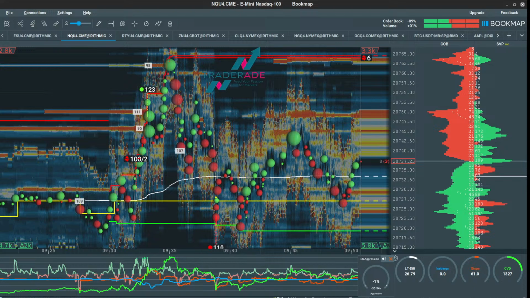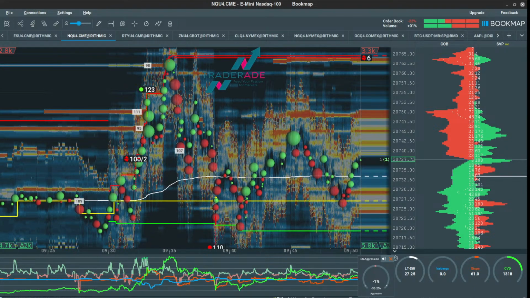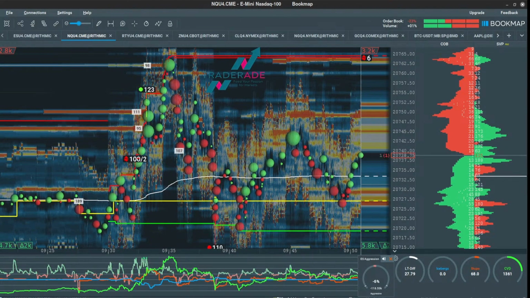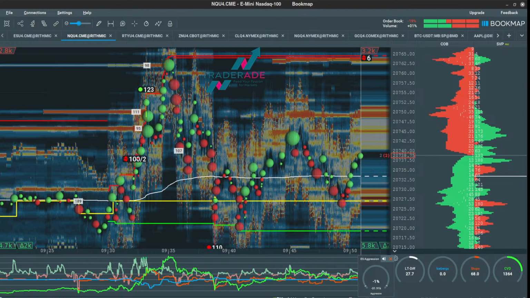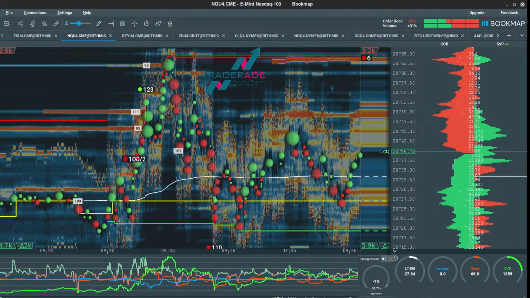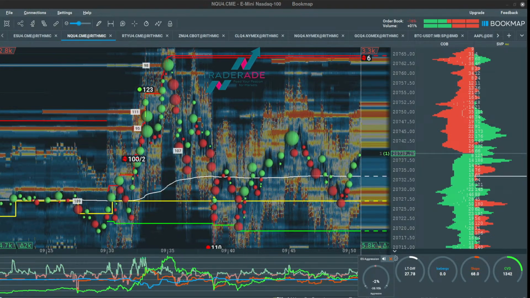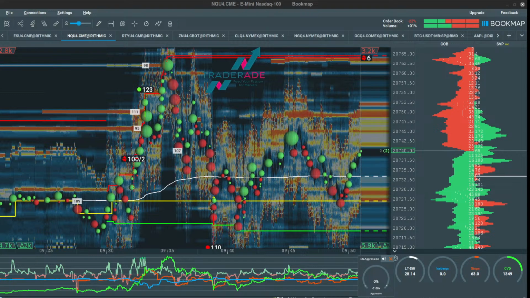You can see it looks like the NASDAQ trying to put in a little bit of a bottom at the point of control here, testing it and now breaking above VWAP. Yeah, Nvidia is pretty crazy.